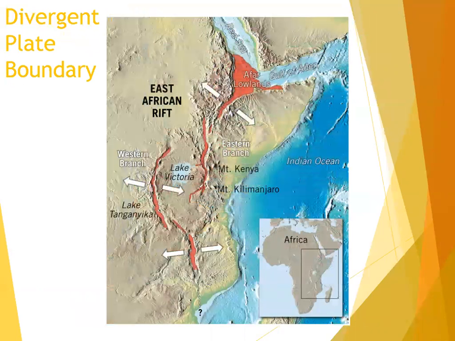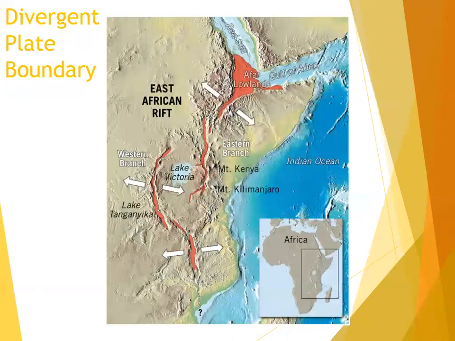Okay. We're seeing this occur at the Red Sea. At the East African Rift Formation, the Red Sea is becoming larger. The Red Sea is now in a stage called a proto-ocean. Eventually, over a long period of time, it will form a new ocean.